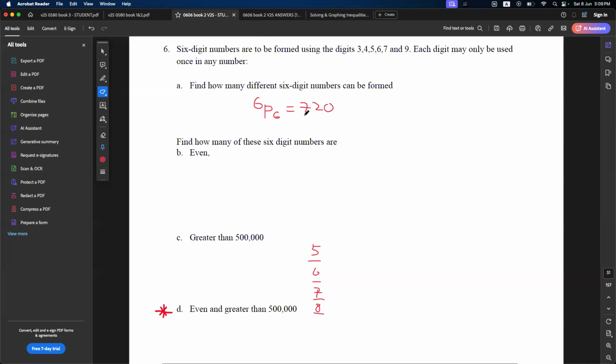The first part of this question is very straightforward. 6P6, you get 720. Then the next part is find how many of these 6-digit numbers are even. Let's think about it logically first without answering the question. If I impose an extra condition, will my number be greater or lower than 720? With no restriction it's 720, right? With an extra restriction, higher or lower? It has to be lower because my full number is only 720 numbers.